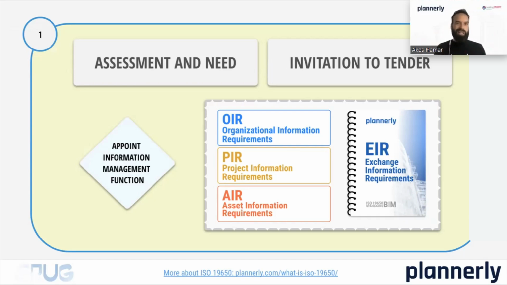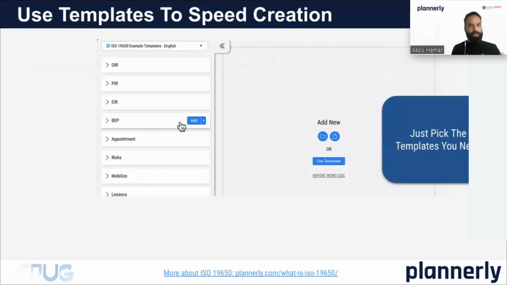PIR, strongly related, but talks about the project principles and the project goals. AIR is the back end of the things, the asset information requirements. So how the assets in a project are going to be operated later on. All these to the collaborators, the different parties in the tendering process. So we help you with this one.